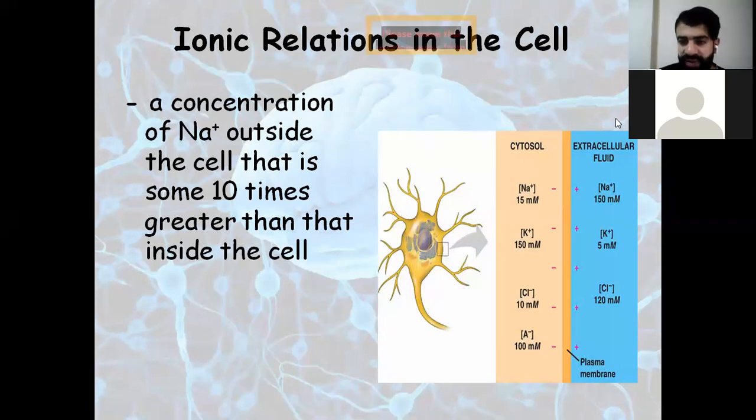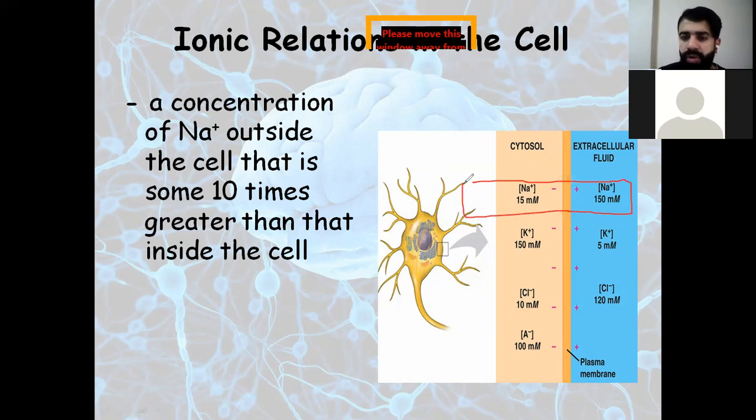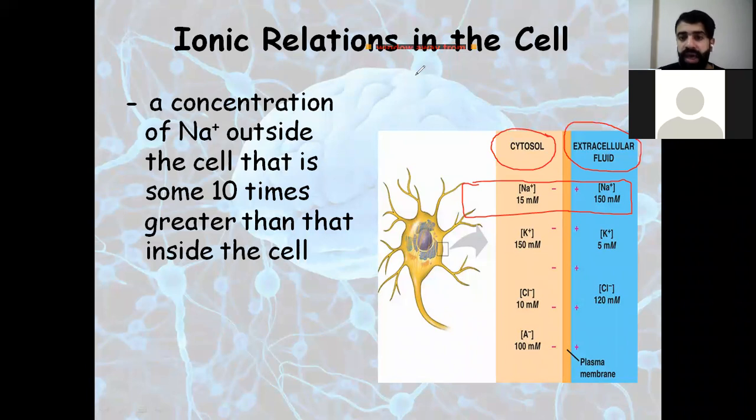Let's have a look at this figure. It shows the different concentrations between the intracellular and the extracellular. This is the concentration of Na plus, the first one. Here in blue we're talking about the extracellular fluid, and the cytosol, the cytoplasm, inside the cell. The concentration of Na plus is 15 millimolar inside, while in the extracellular it's 150, so it's 10 times more. For K plus, it is 115 inside and here it's 5, so it's divided by approximately 30.